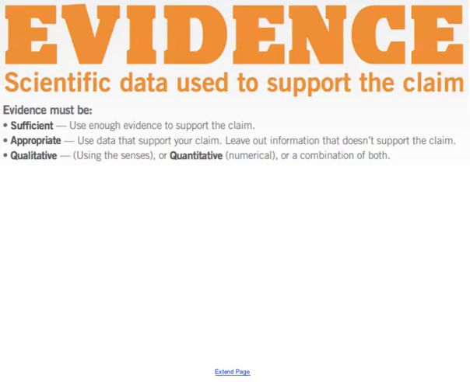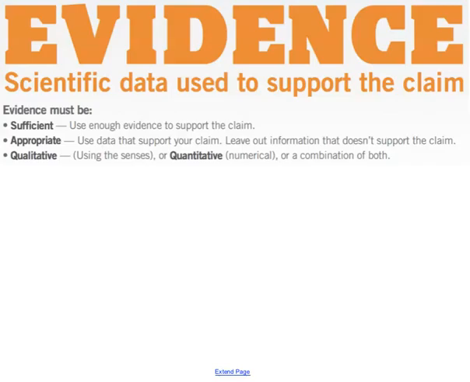So for evidence, make sure you have sufficient data. I would say about a third of the people who took the test were headed down the right road. They were getting things correct. They just didn't have sufficient data. They did not use enough evidence to support the claim. Make sure it's appropriate. Use data that supports your claim. Leave out information that doesn't support the claim. And we'll talk about that a little bit when we go through the evidence. And make sure you have both qualitative and quantitative data. The quantitative one is what some people were missing. You just didn't have any numbers, or you had very few numbers.